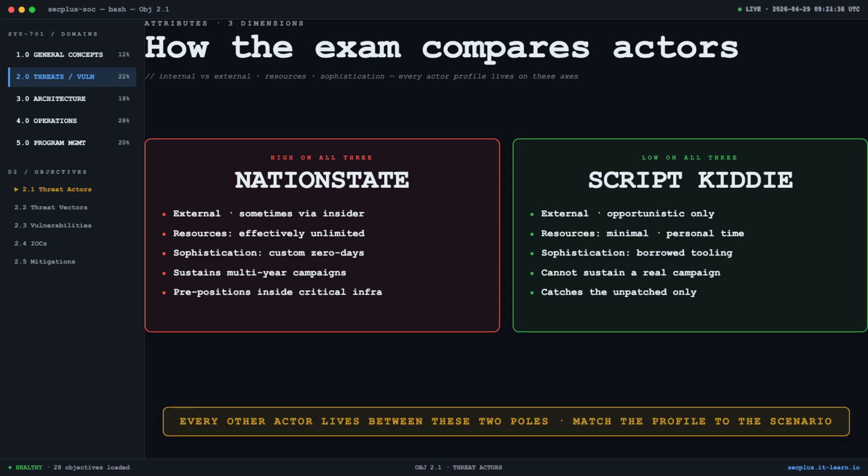A nation-state scores high on all 3. A script kiddie scores low on all 3. Anybody else falls somewhere in between, and the test questions live in that in-between space.